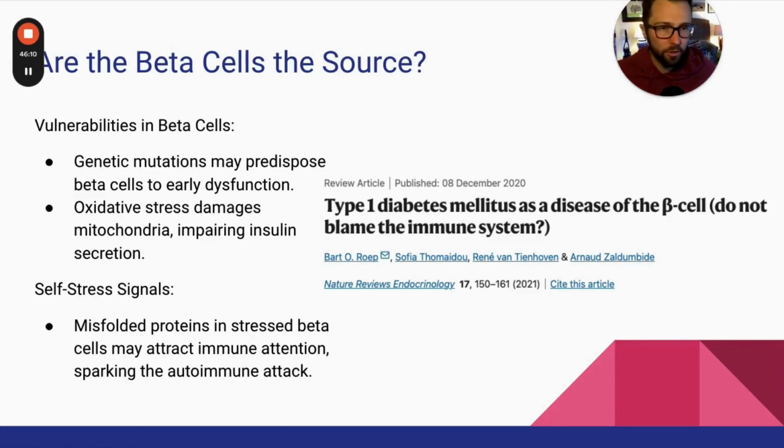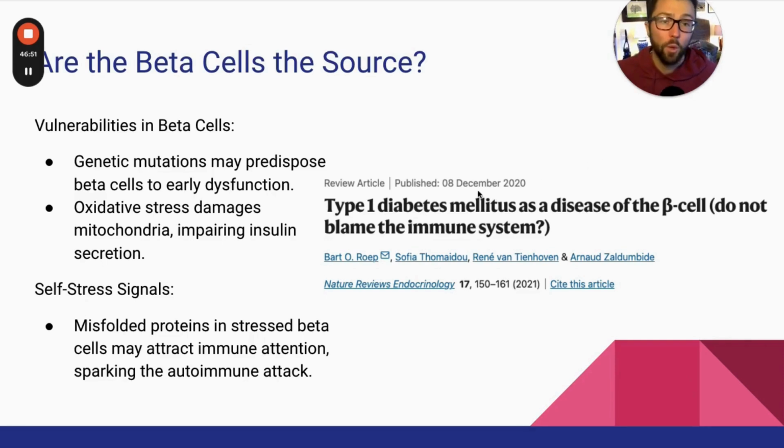It might be something on the cell surface. Genetic mutations within the cell itself might predispose beta cells to early dysfunction, right? They may not be aging properly or maturing properly, which could be a sign for early death. Self-stress signals. So with protein folding, the endoplasmic reticulum and the beta cell's ability to handle the oxidative stress, make sure that it can create enough insulin and handle the oxidative stress that results from creating that insulin.